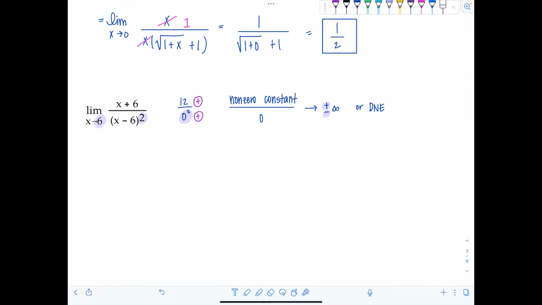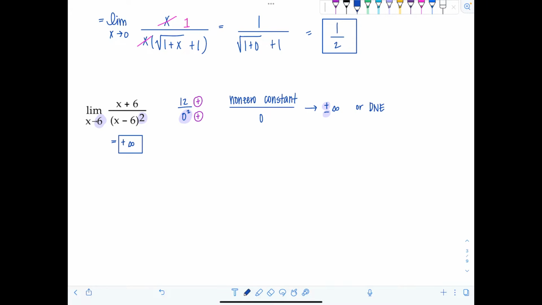So without a doubt, I can say, okay, this limit, the terms here are going to be positive as x approaches 6, whether it's from the left or from the right. And so I can just say, okay, this limit is going to be positive infinity. And that's really it. That's really all there is to it.